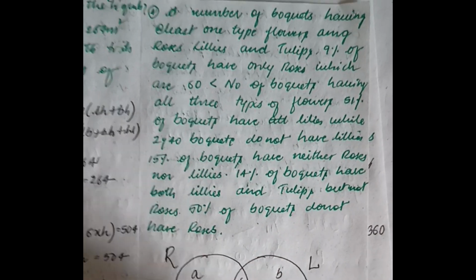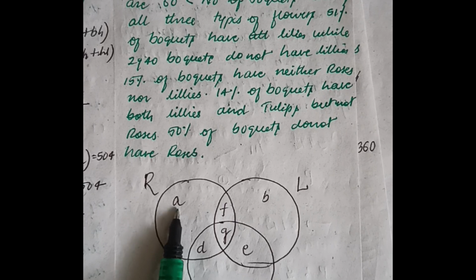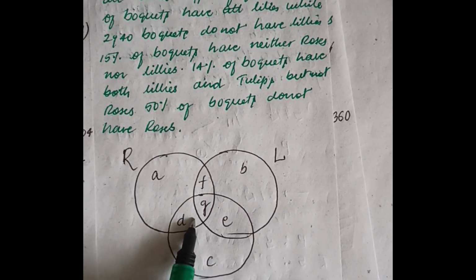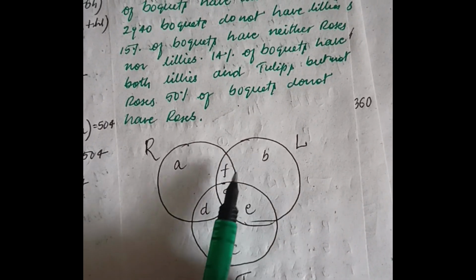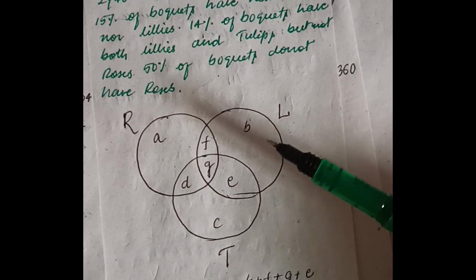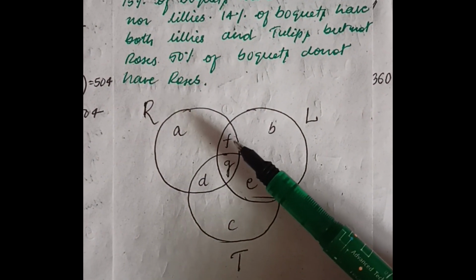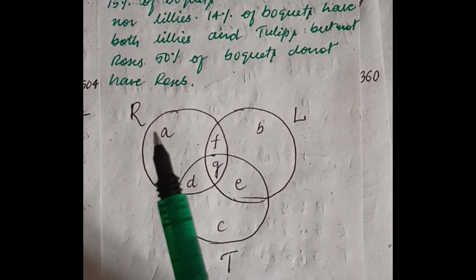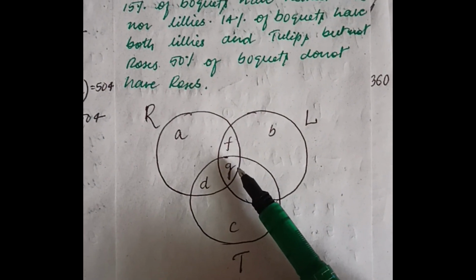So if we write it in a Venn diagram, it will look like this. That is roses, lilies and tulips. So A will be only roses, B will be only lilies and C will be only tulips. Here D is the total number of bouquets having roses and tulips but not lilies. Similarly, E will be the total number of bouquets having lilies and tulips and not roses, and F is the total number of bouquets having roses and lilies, not tulips. G is the bouquets having all kinds of flowers.